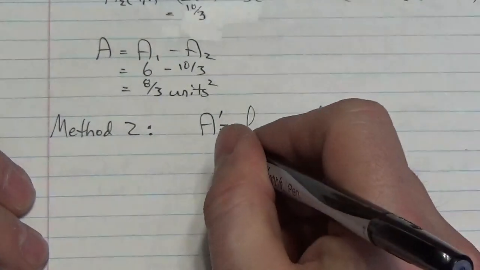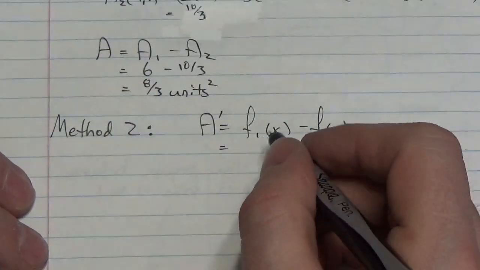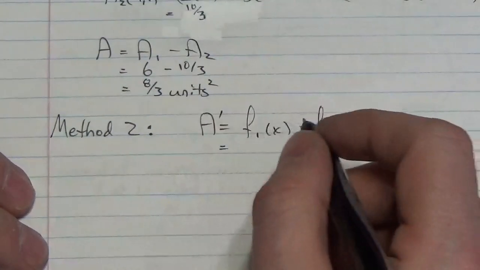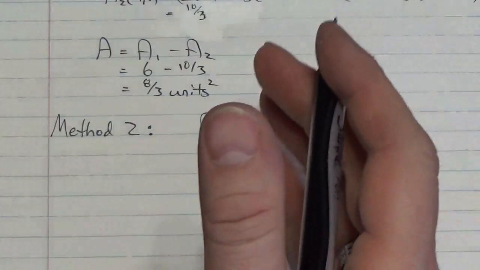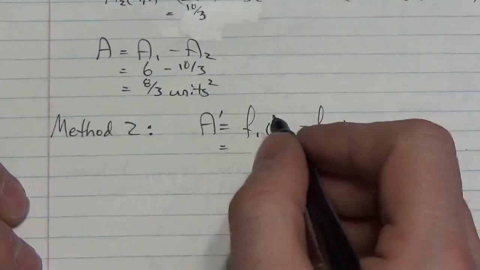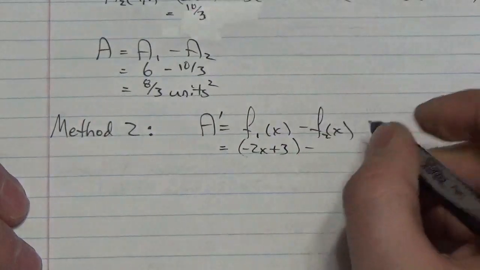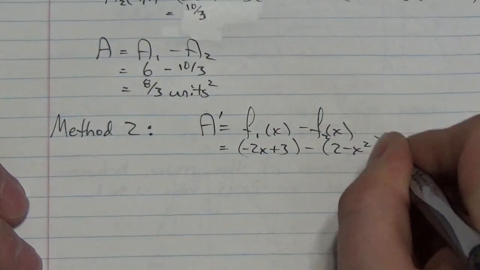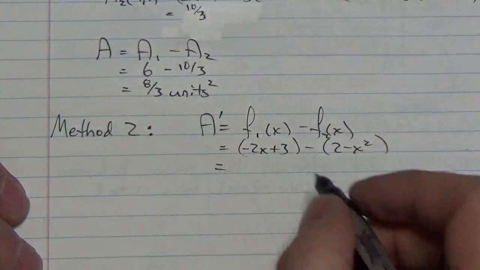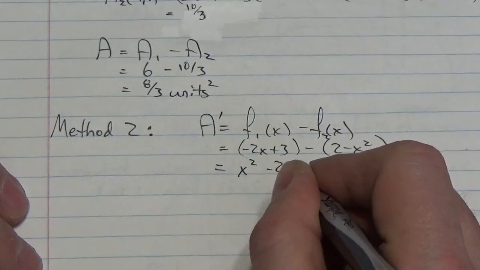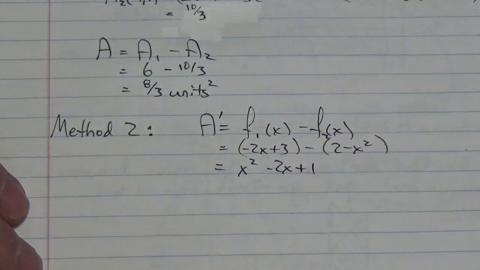And so now what we'll get here is, our area function that we've got the derivative of here is going to be -2x plus 3 minus 2 minus x squared. And what we'll do is the subtraction first. And when we do this and then reorder the terms, we get x squared minus 2x plus 1.